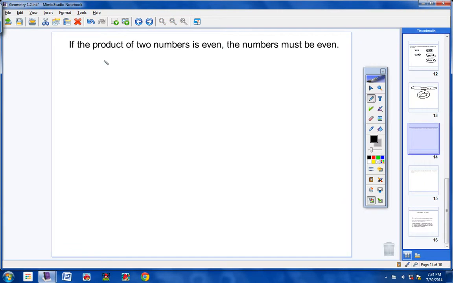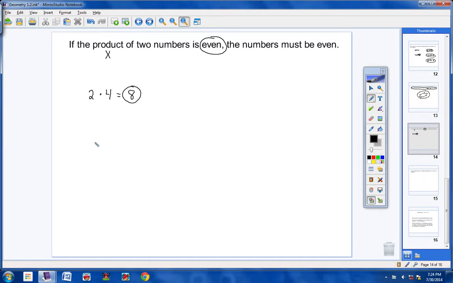Now, let me quickly put this in maybe easier words to understand. Product means to multiply. So it's saying if you multiply two numbers and you get out an even number, then the two numbers must have been even. For example, 2 times 4 is 8. Did I get out an even number? Yes. Are both of these numbers even? Yes. So far so good. It says if the product of two numbers is even, then the two numbers you multiplied must be even.